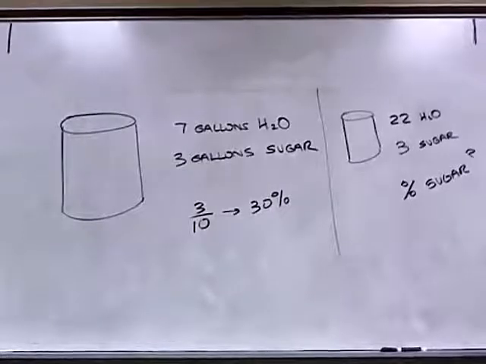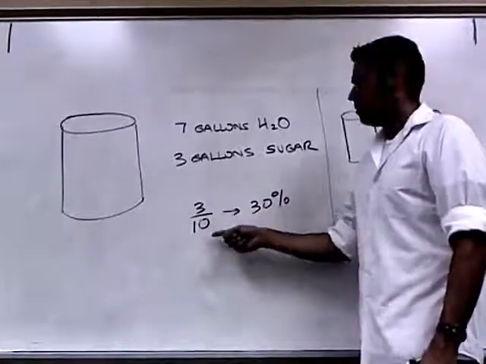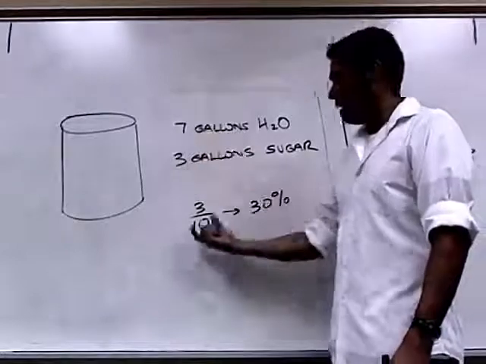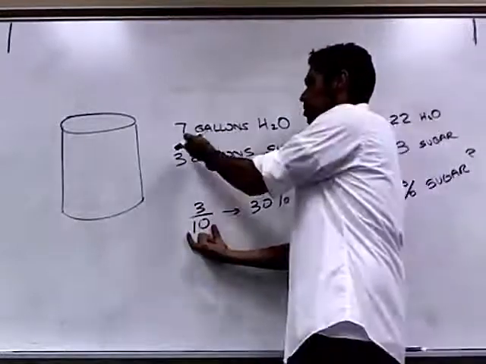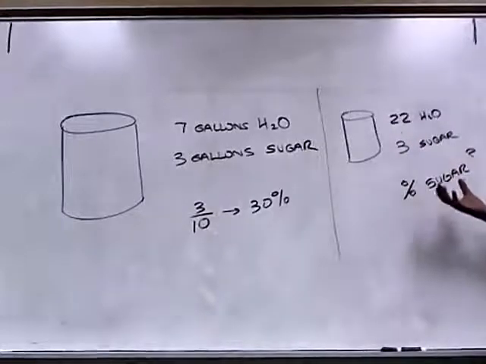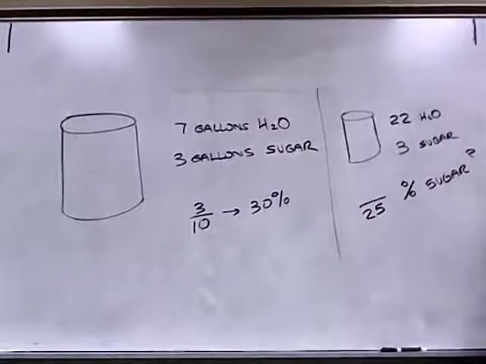12? How are you getting 12? How did we get 3 out of 10 here? We said, well, how much total was there? How many gallons total were there? 10, right? How many of those were sugar? 3. Well, how many gallons total do you have here? 25. How many of them are sugar?